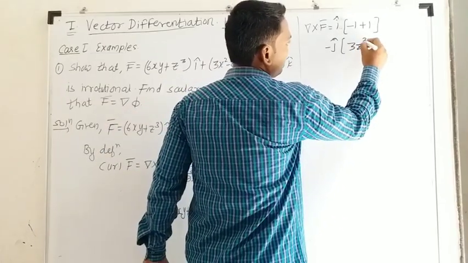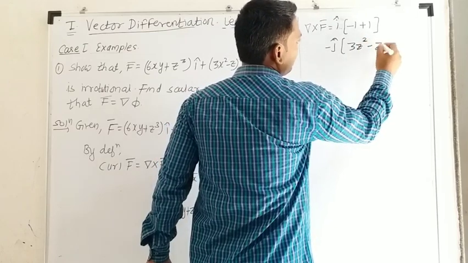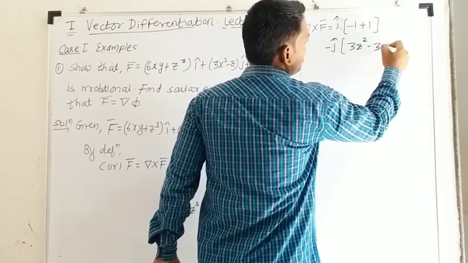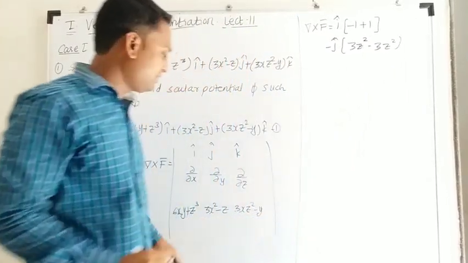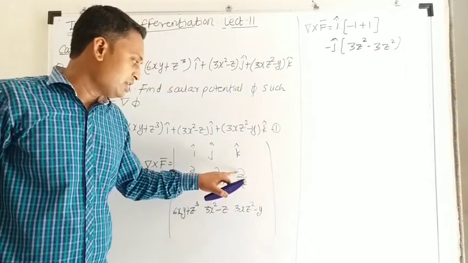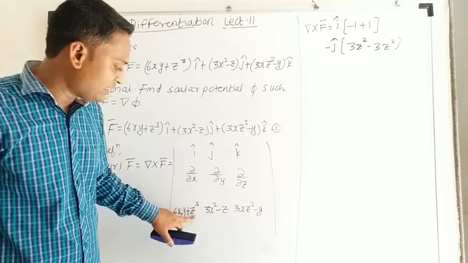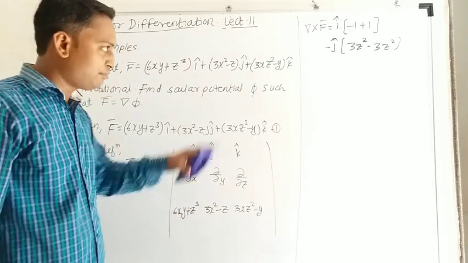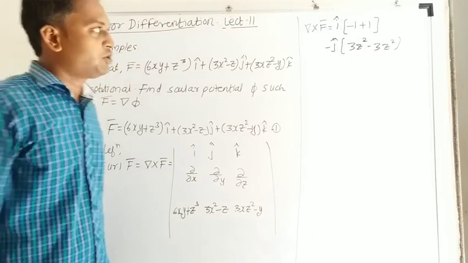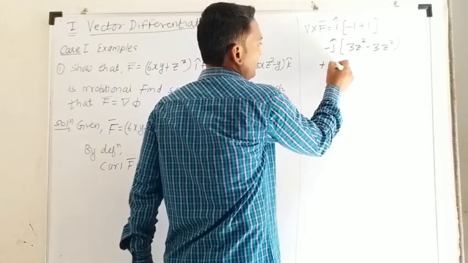If it is 3z square, then next will be minus 3z square. So without doing any calculation, you can directly write it. You can check it also. Del by del z of this: this term doesn't contain any x, so its derivative will be 0, and the derivative of z cube will be 3z square, and in between there is a minus sign. Okay, so it will come directly.